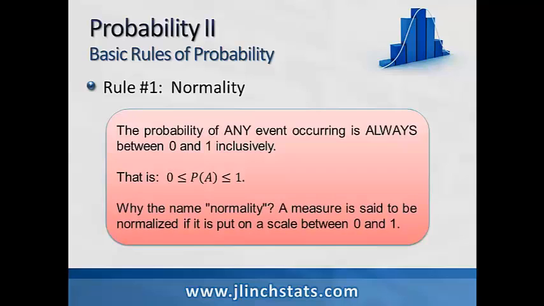Now, why the name normality? A measure is said to be normalized if it is put on a scale between 0 and 1. This is the reason for the name of rule number 1, normality, because we are putting a probability on a normalized scale between 0 and 1.